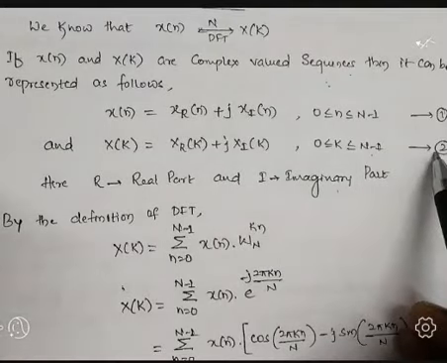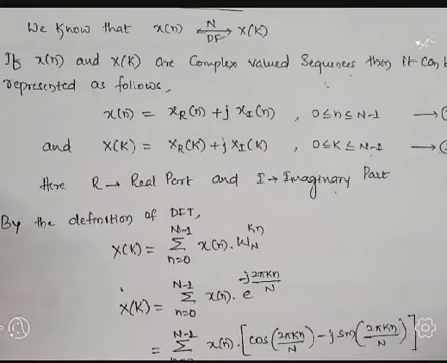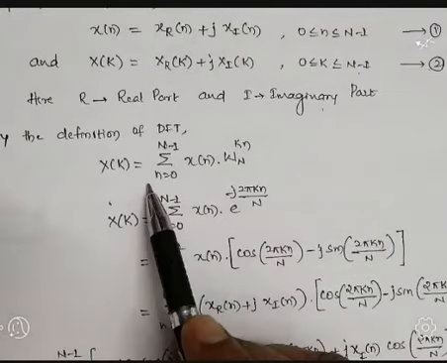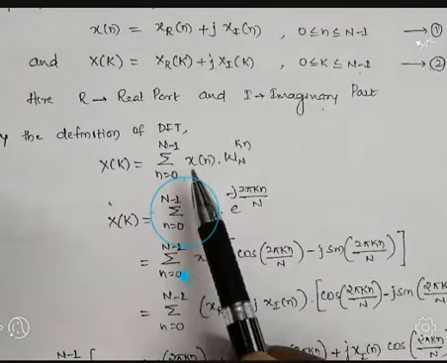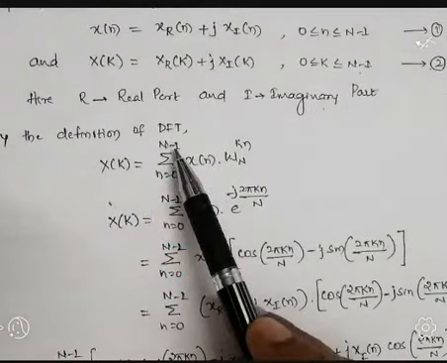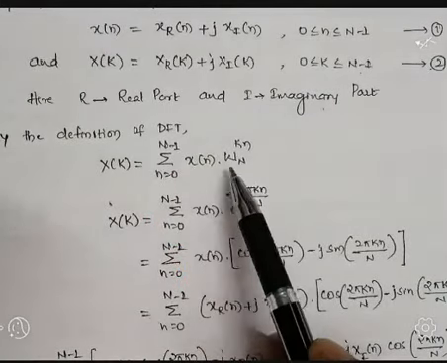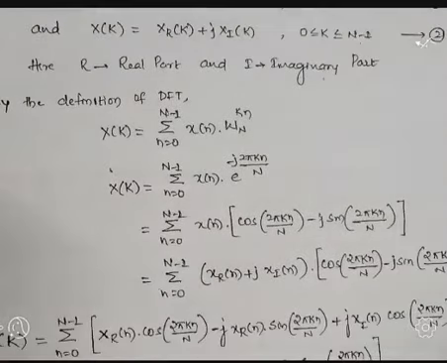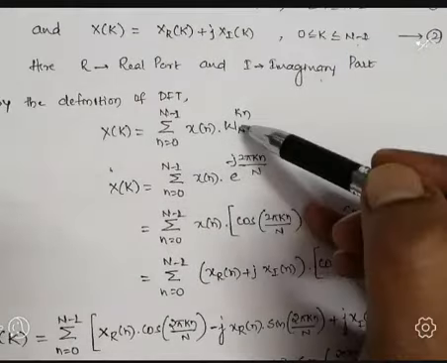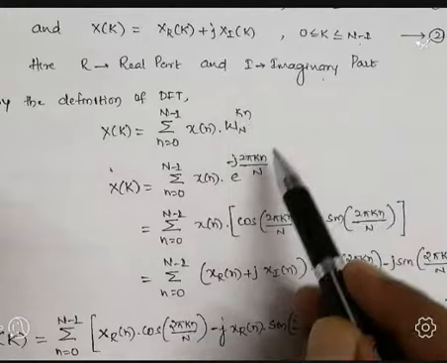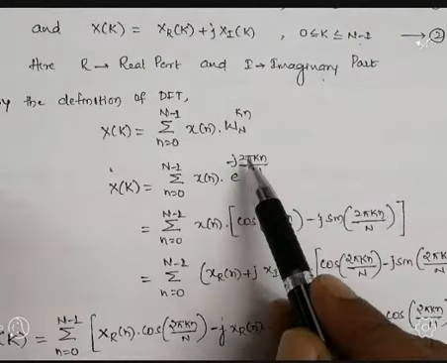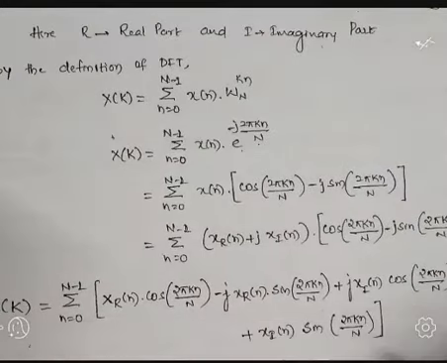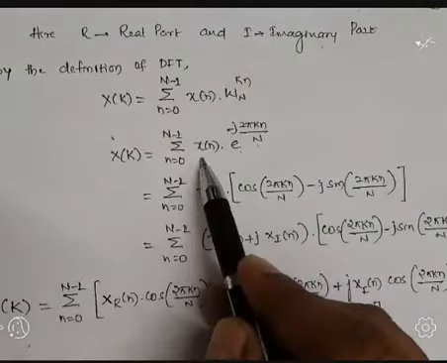Now, we will make use of the definition of DFT. As per the definition of DFT, we can write x of k equal to summation over n equal to 0 to N minus 1 of x of n multiplied by W N to the power kn, where W N to the power kn is e to the power minus j 2 pi kn by N. What we assumed here is that the sequence x of n is complex.